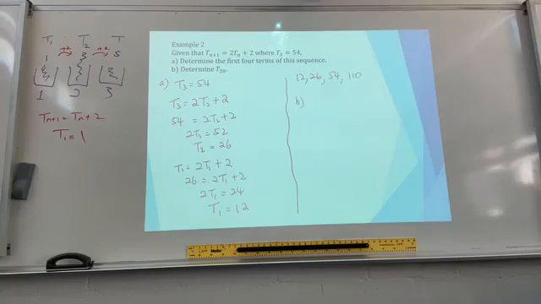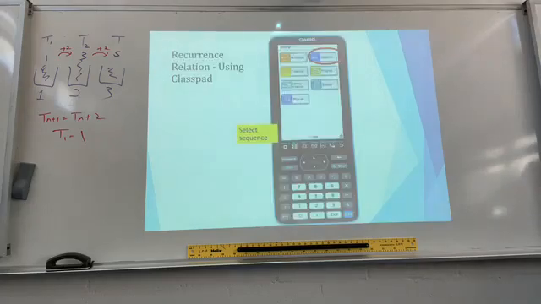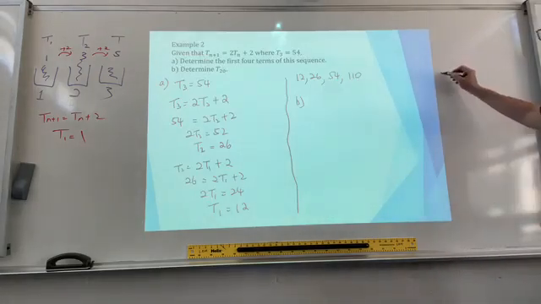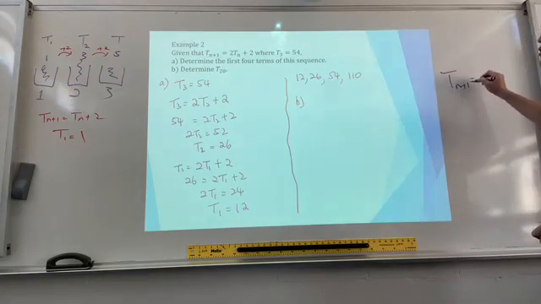Now, part B. Are you going to work it out? Yeah, explicit. I'm going to show you how to use your ClassPad, all right? So let me write this down. Tn plus 1 equals 2 Tn plus 2. All right?